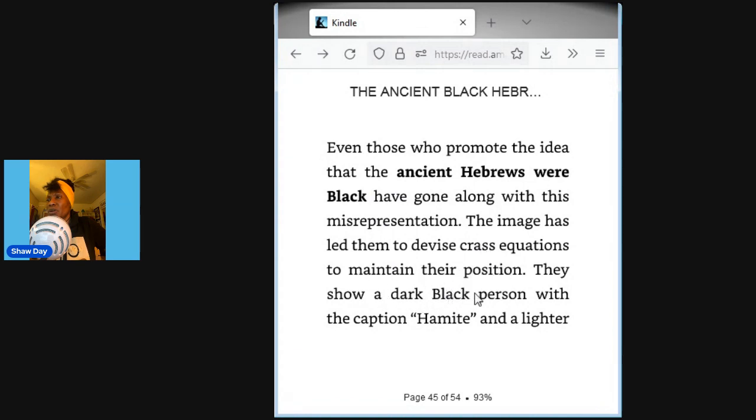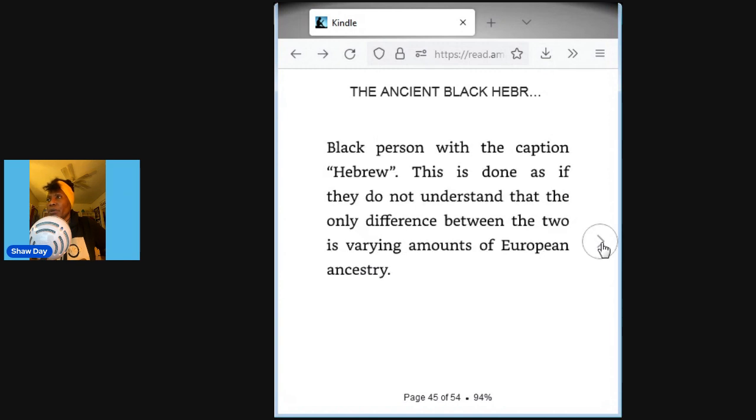They show a dark black person with the caption Hamite and a lighter black person with the caption Hebrew. This is done as if they do not understand that the only difference between the two is varying amounts of European ancestry.